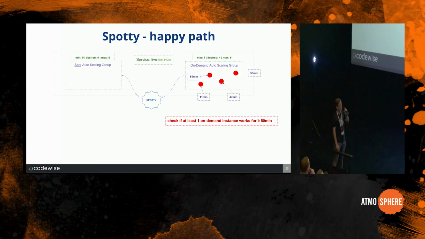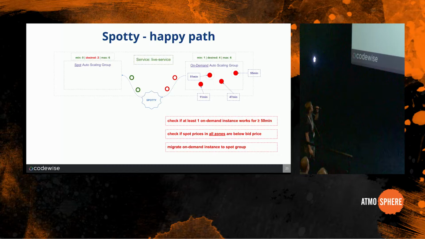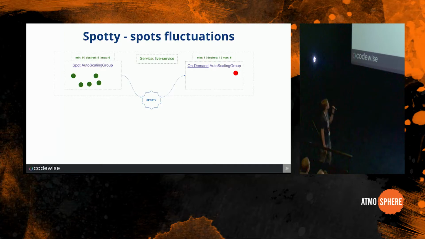We are checking if there are any instances available for migration. This means they worked over 50 minutes. This is also a safe bet. We don't only check if one zone is below, we check all of the zones. And we migrate to spot instances. Effectively, we're only manipulating the desired size of auto-scaling groups. This means the auto-scaling group will launch 2 spots. When they are ready, when they respond with health check, we can decrease on-demand and they will be gone. So in this happy path, it's really a simple solution, but obviously we can lose the spots.